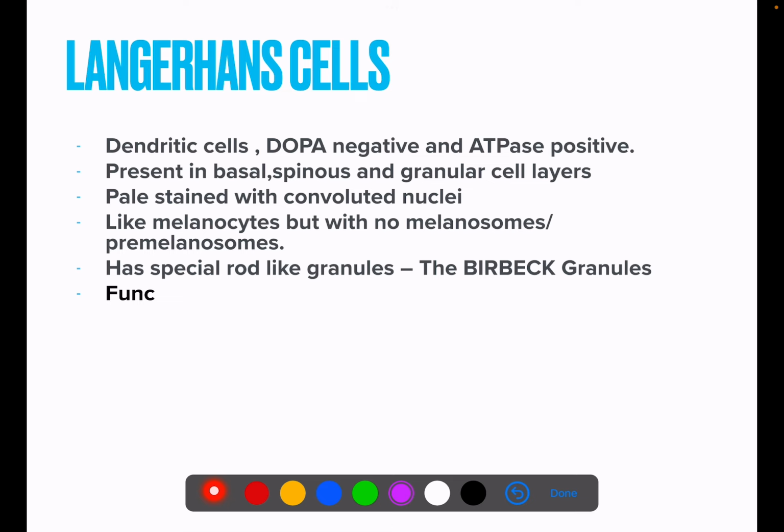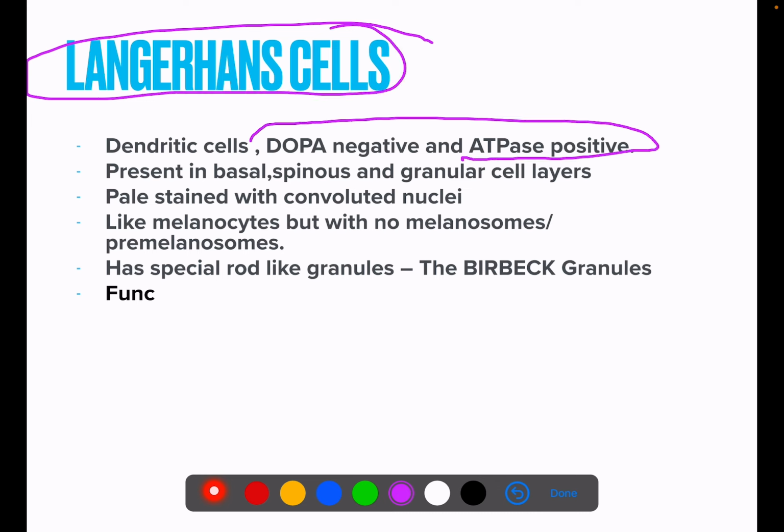Dendritic cells, dopa negative and ATPase positive. What are these? These are Langerhans cells. You remember, dopa negative and ATPase positive. Present in basal, spinous and granular cell layers. Pale stained with convoluted nuclei like melanocytes, but with no melanosomes or pre-melanosomes. Has special rod-like granules, the Birbeck granules.